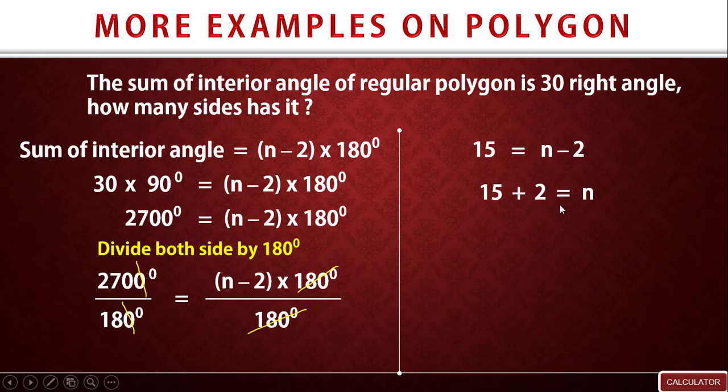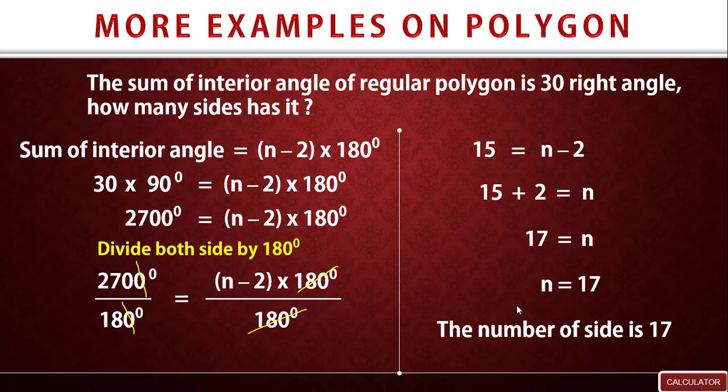So 15 plus 2, that will give us 17. So we have 17 equals to n. So the next thing to do, we can interchange it by taking the 17 to the right hand side and bringing the n to the left hand side, and we have n equals to 17. So the number of sides is 17.